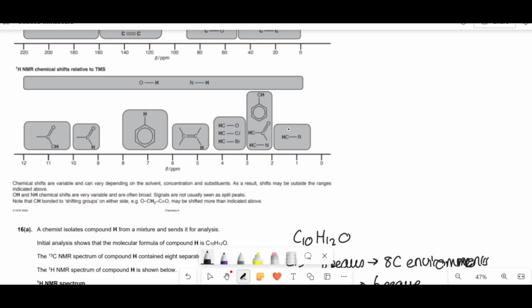Now, the other thing as well is that there's a reason these are emboldened, as in they're bold compared to these. The reason they're bold is because they're the ones that cause the peak.